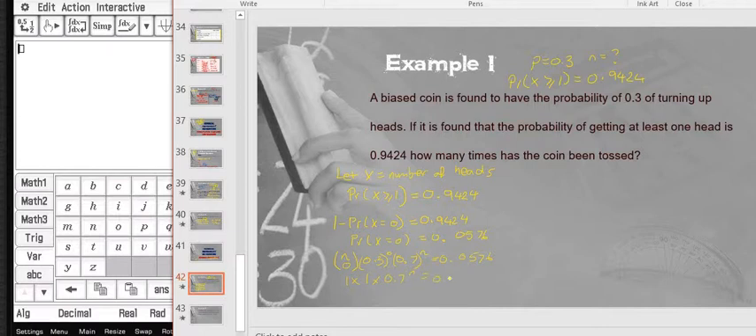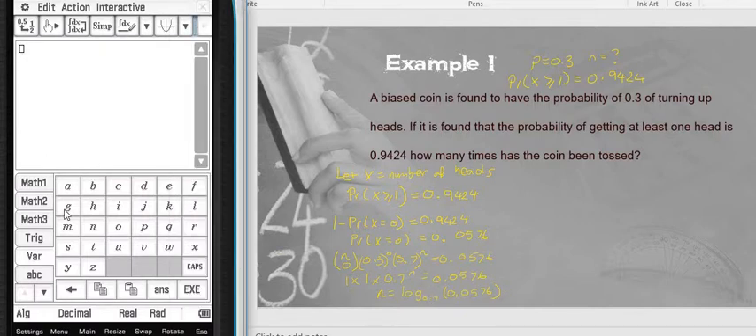Now, if we are trying to solve this, we know that we can take log of base 0.7 of each side. So we can turn this into a log equation. Log base 0.7 of 0.0576. And if we were doing this tech-free, that would actually be the best we could do. That would be our answer. Nobody would expect you to be able to work this out by hand.